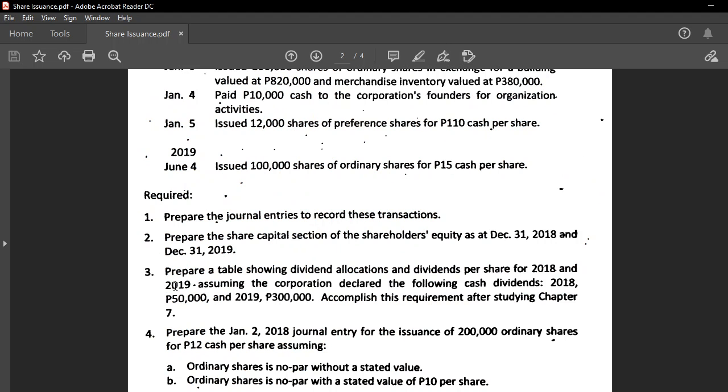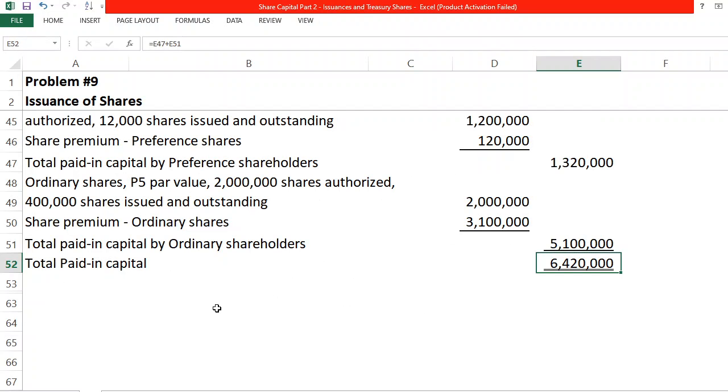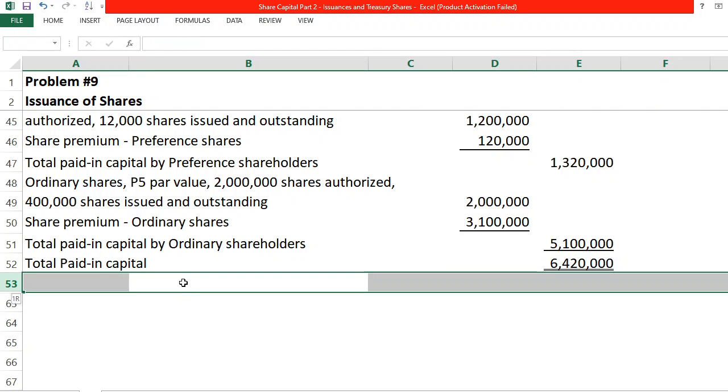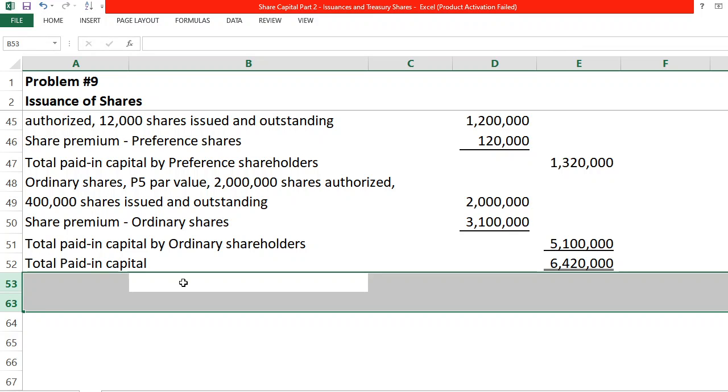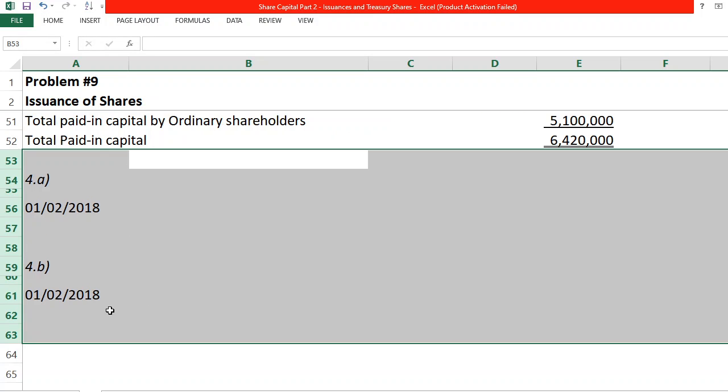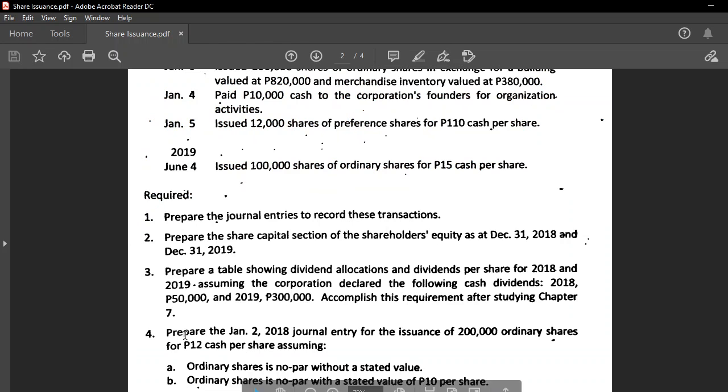Alright, we're done. Number 3, prepare a table showing dividend allocations and dividends per share for 2018 and 2019. Okay, dividends. Are we going to discuss it here? Maybe later, okay? Because in lesson 3, we are going to discuss dividends. So we will answer it later. It says to accomplish this after studying chapter 7, which is the chapter that talks about dividends. So let's just proceed to number 4.